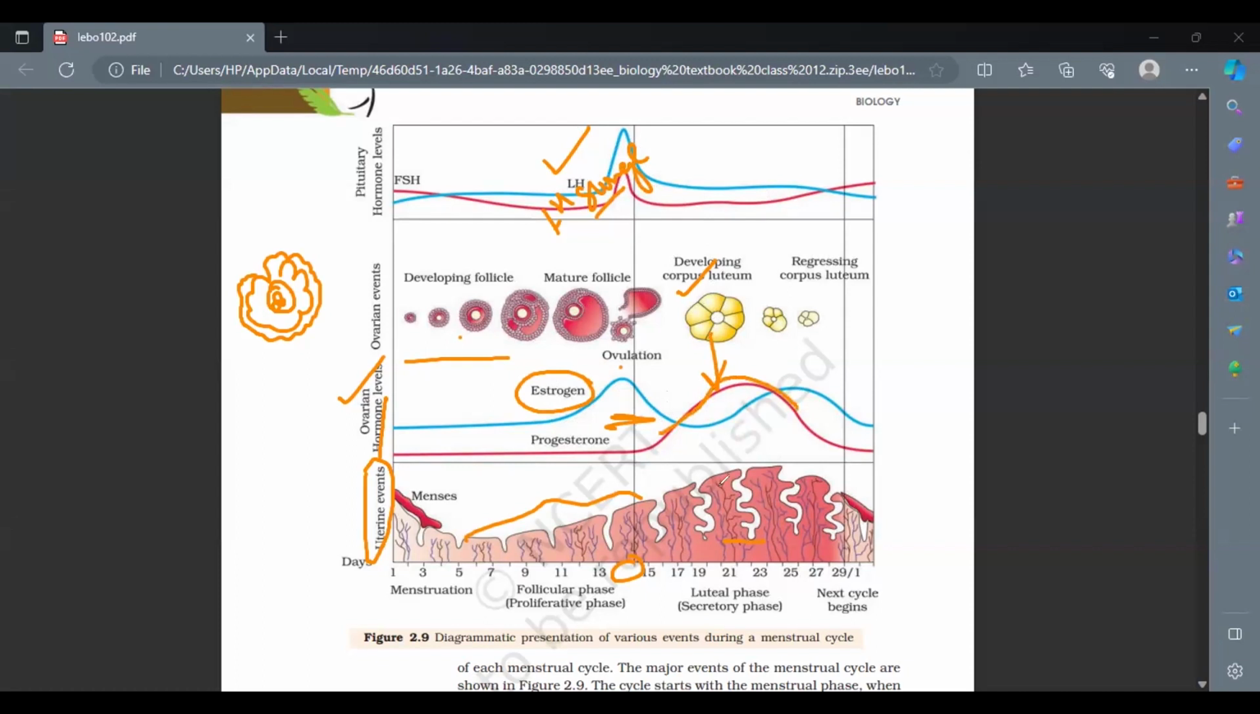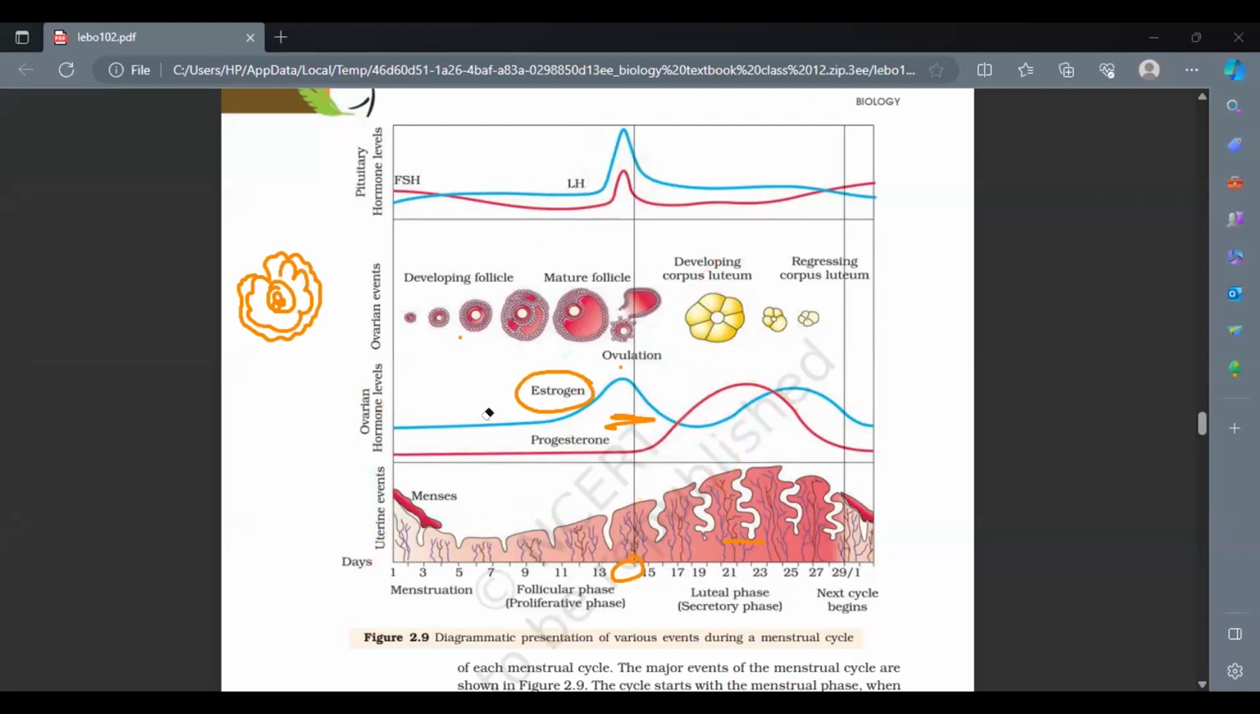Okay. And this progesterone is again related to the uterine function. And this progesterone helps in the development, the maximum thickness of the endometrium is reached at the point when there is a maximum secretion of the progesterone hormone. So I think it's very clear from this graphical representation.